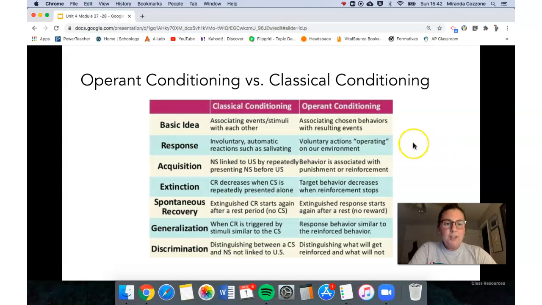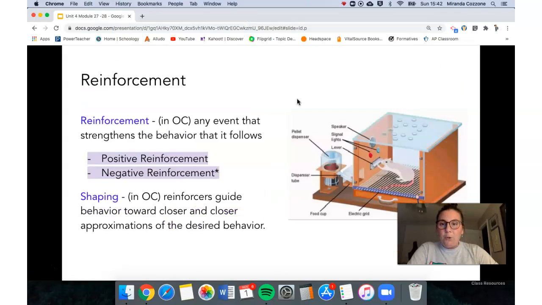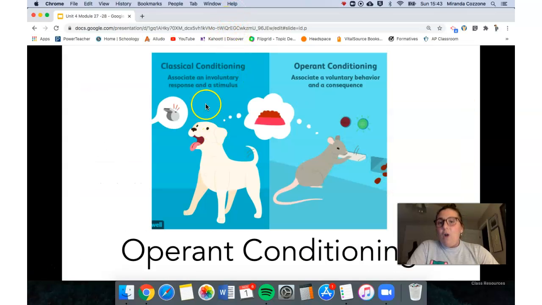Finally, this is also in the book, very important here to understand the difference between operant and classical conditioning. This is kind of the essence of these last few modules. They're both types of learning. Going back here really quick to the beginning, classical conditioning really has to do with an involuntary response, whereas operant conditioning is a voluntary behavior that's learned based on the consequence of those actions.